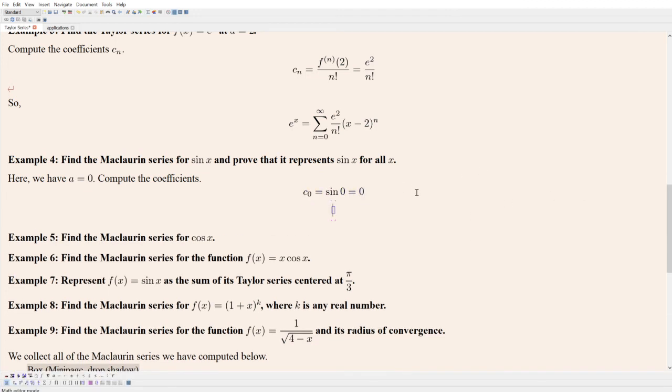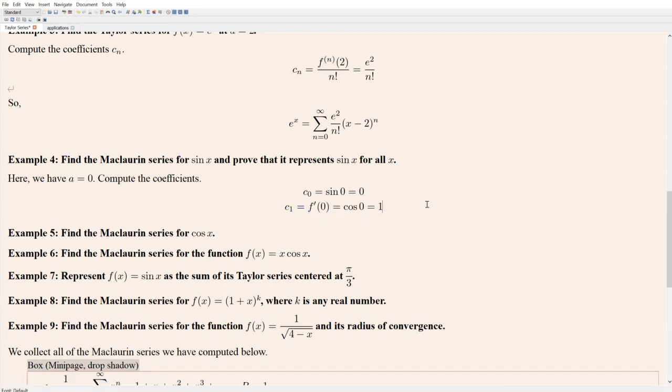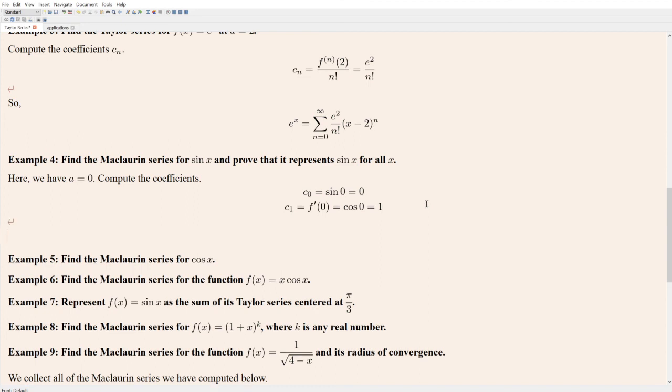And what we're looking for here is a pattern. So c1 is going to be the derivative at 0. So the derivative of sine is cosine, and cosine at 0 is 1.